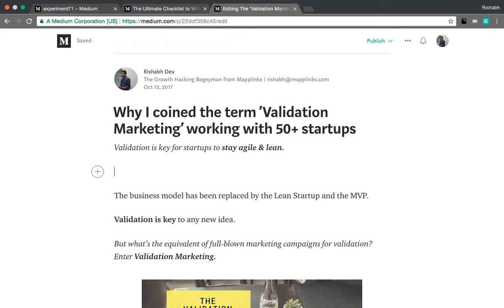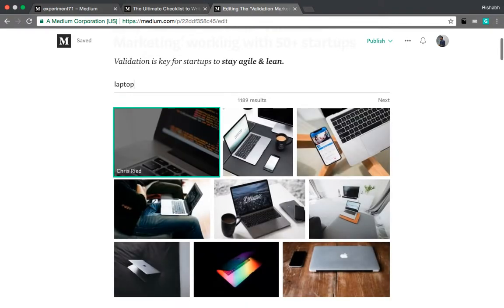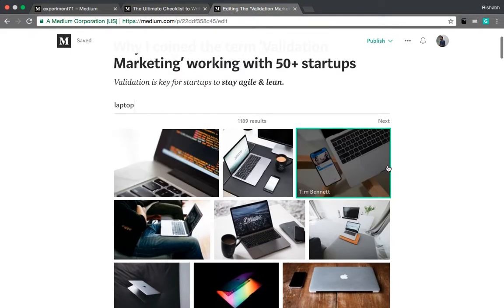I keep it short. I think I always use the italics for the tagline, and then here is the place where you can put in the image. You can also search Unsplash. That's a cool thing which Medium has integrated with Unsplash. So you can search for an image here, and you can say, if you search for laptop, you get all the images with a laptop. That's one way of doing it.